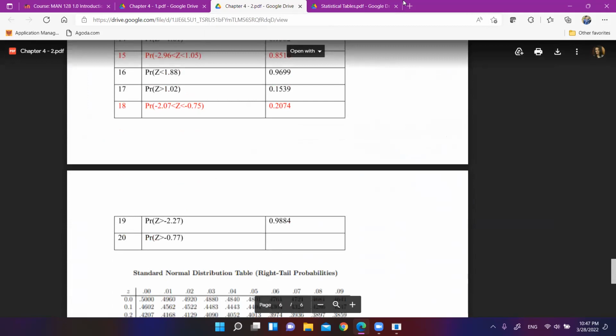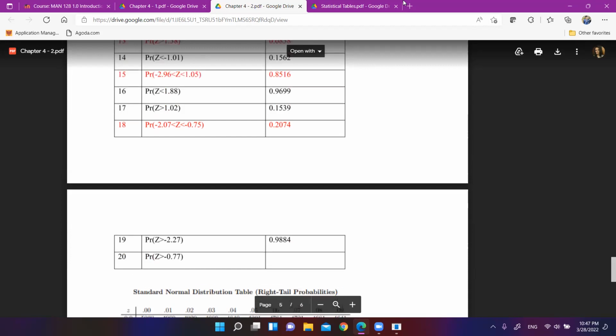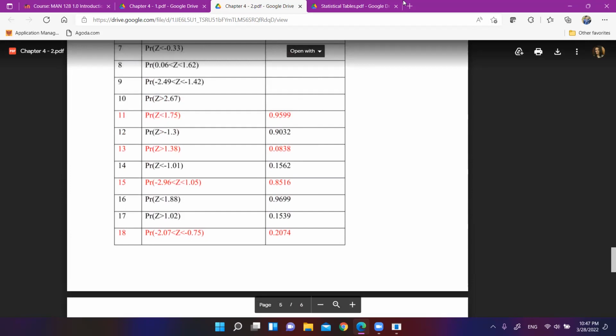Keep this idea: if you are given a question for a usual normal distribution to find the probabilities, there is no other way than converting it into a standard normal distribution, standardizing it. First, read these probability values using these tables.